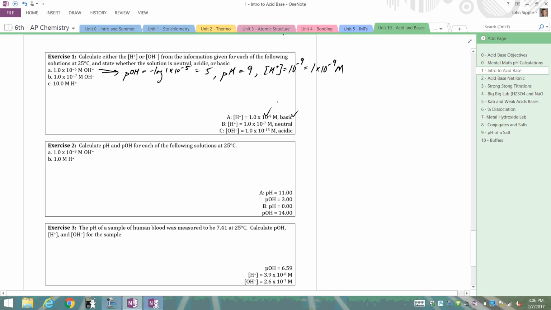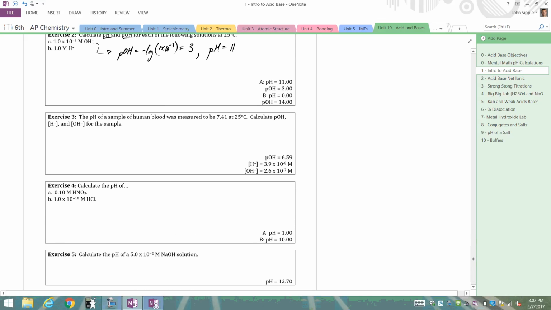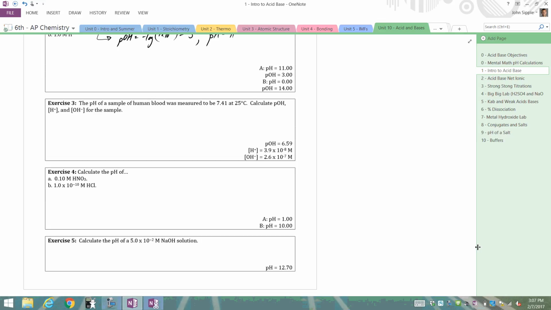For exercise 2, you want to calculate pH and pOH for each of the following. So we have A, that is 1 times 10 to the minus 3 molar hydroxide ion. So pOH is equal to minus the log of 1 times 10 to the minus 3. That's going to be equal to 3. That means pH is equal to 14 minus 3, which is 11. And that's all they were looking for. I don't have to do the concentration of H plus. And we can just keep on here.